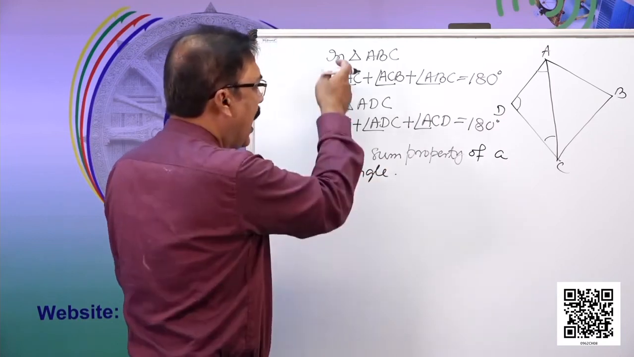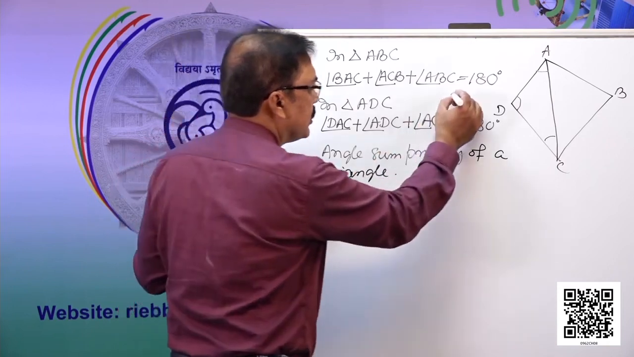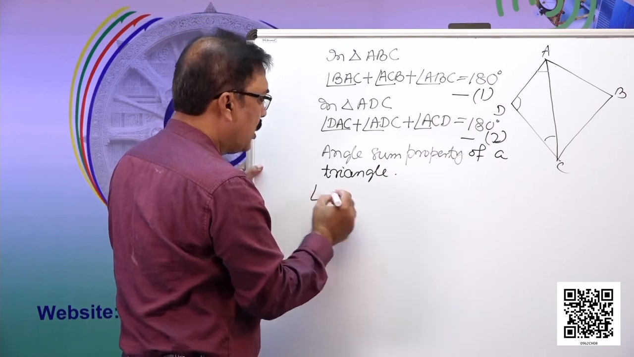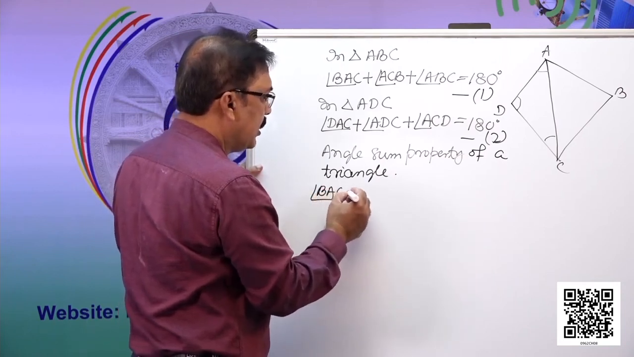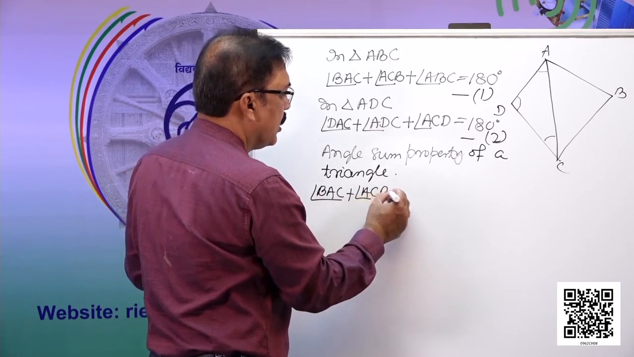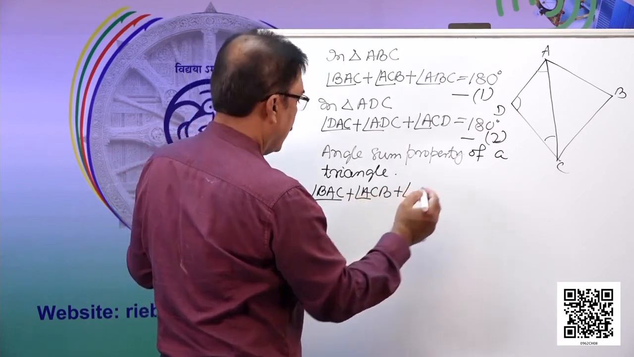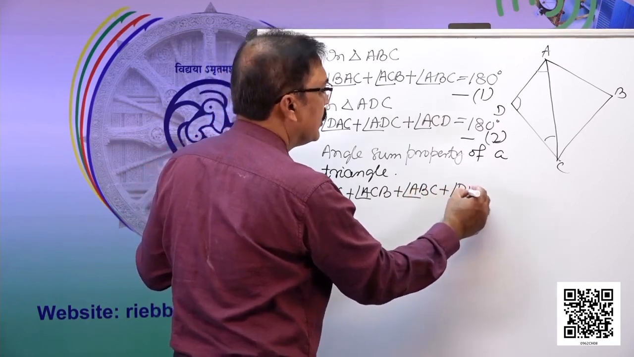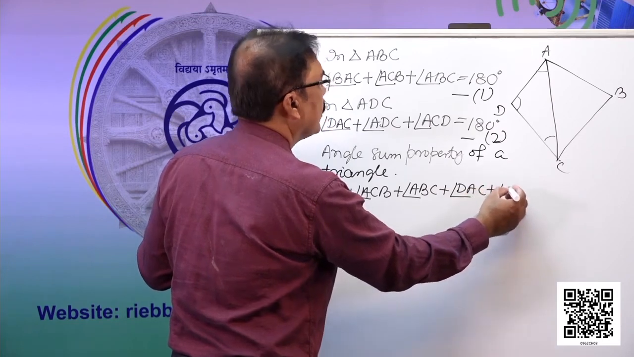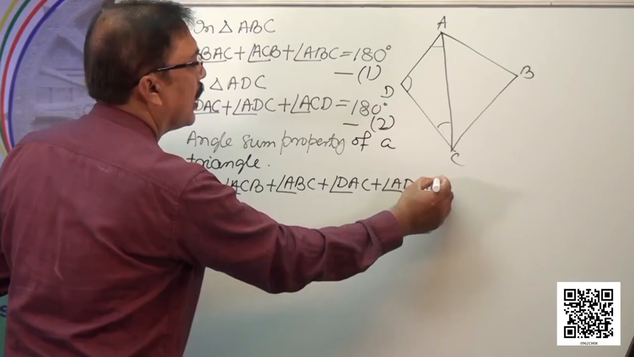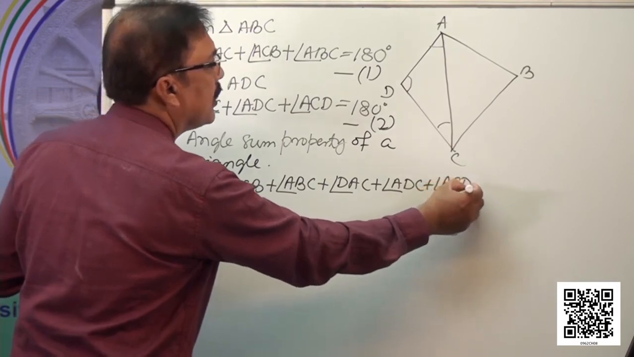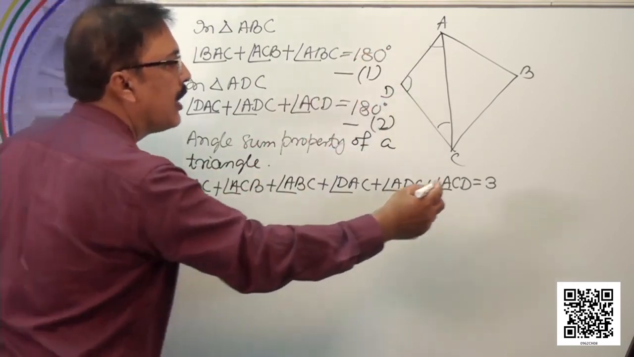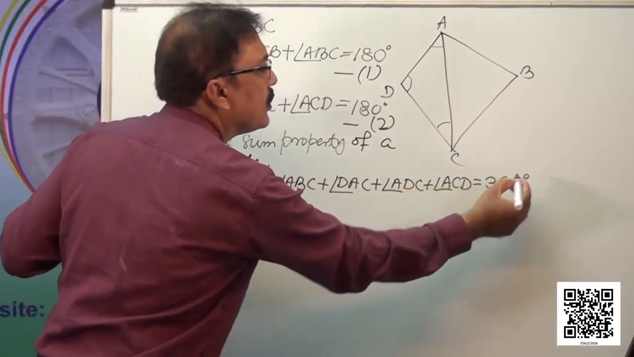Now if you add these two equations, this is equation 1 and this is equation 2. If you add these two, what do we get? Angle BAC plus angle ACB plus angle ABC plus angle DAC plus angle ADC plus angle ACD is equal to, on the right side, 180 plus 180, which gives 360 degrees.